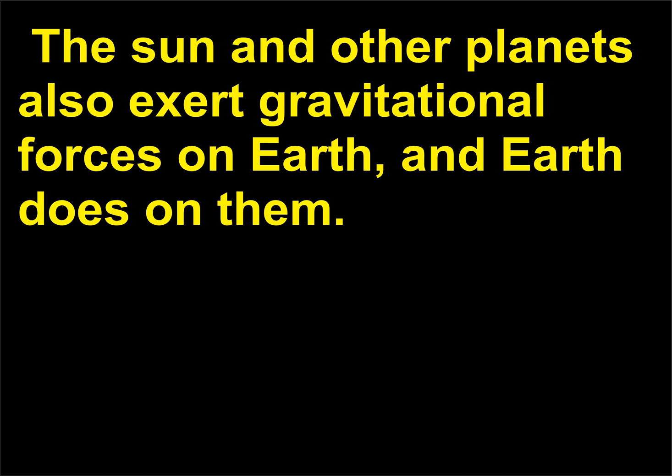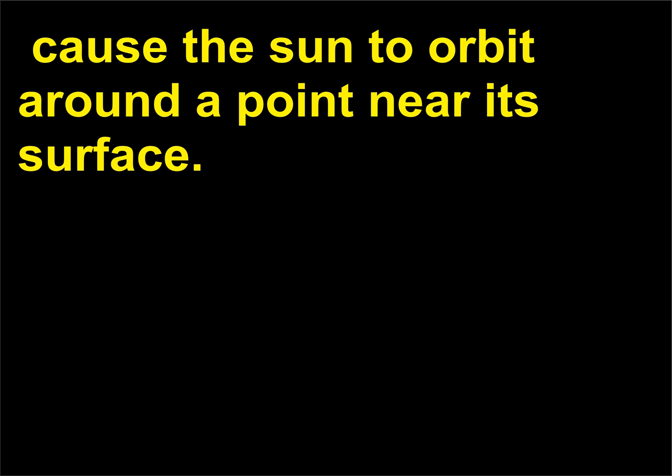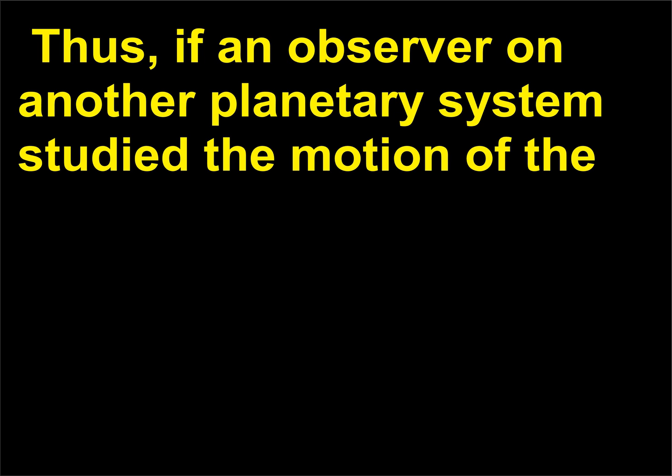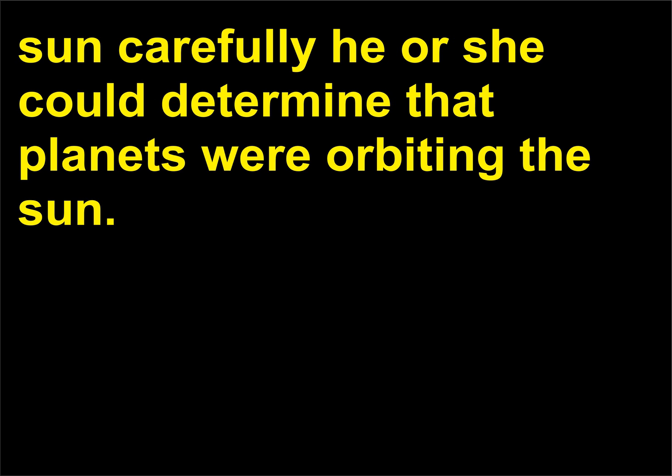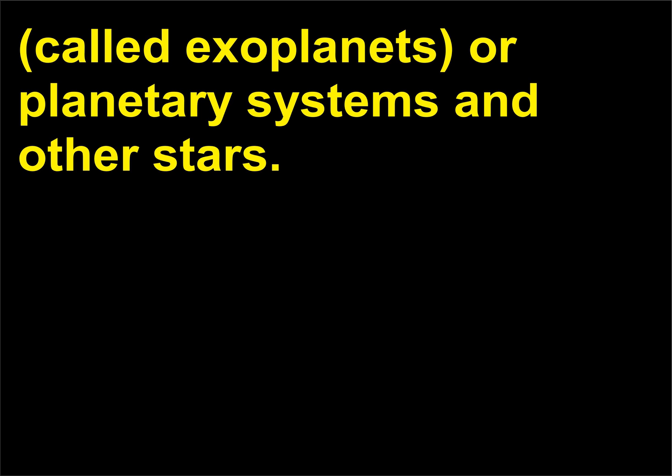The Sun and other planets also exert gravitational forces on Earth, and Earth does on them. The gravitational fields of the planets, in particular Jupiter, cause the Sun to orbit around a point near its surface. Thus, if an observer on another planetary system studied the motion of the Sun carefully, he or she could determine that planets were orbiting the Sun. This method has been used to detect well over 200 planets, called exoplanets, or planetary systems, and other stars.